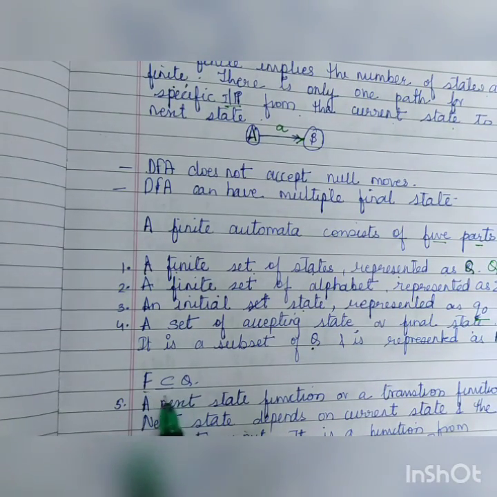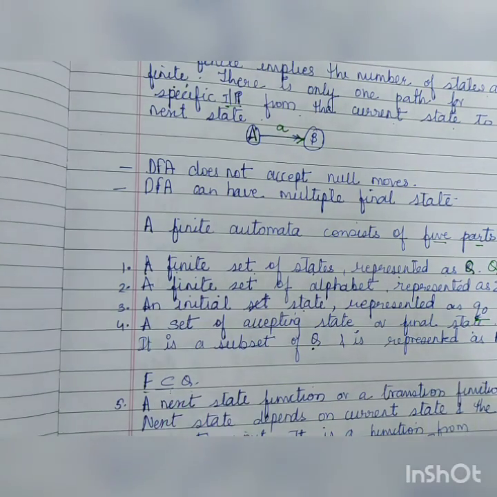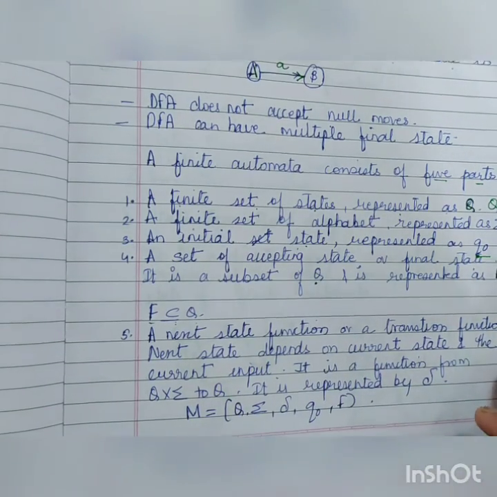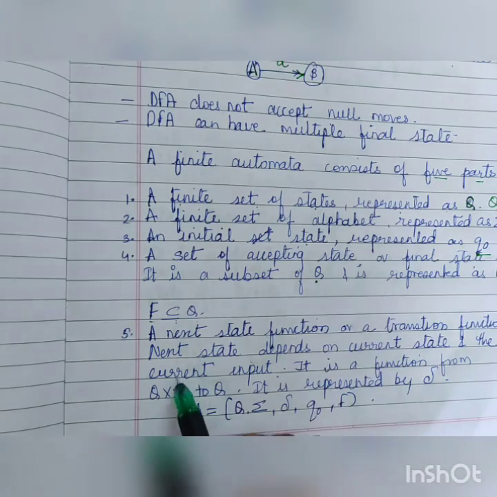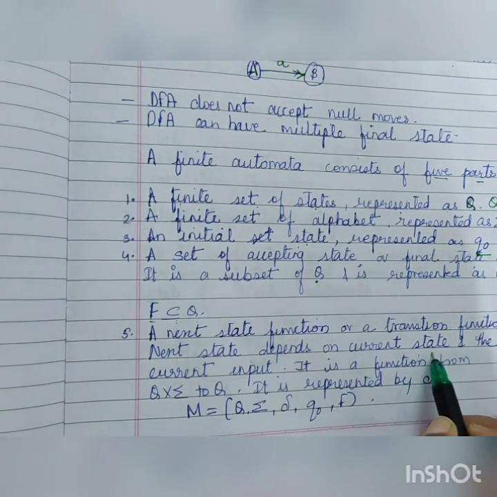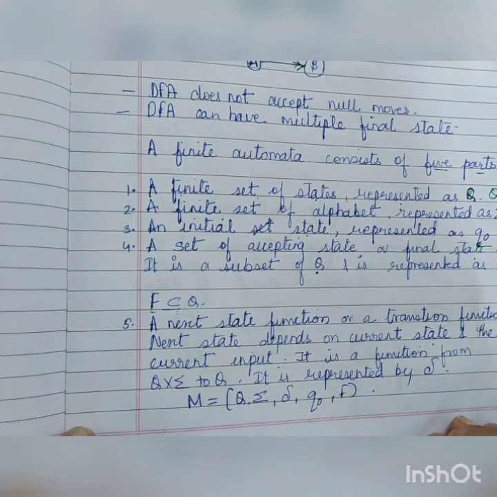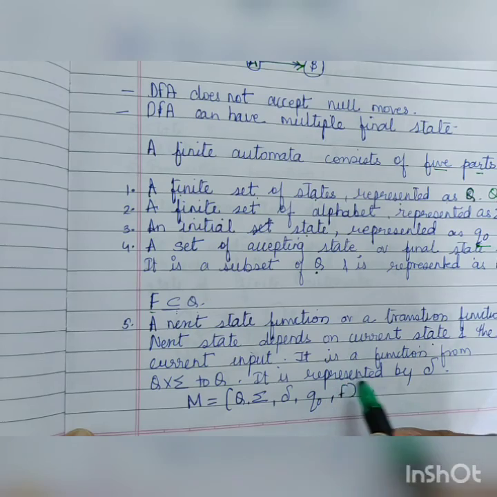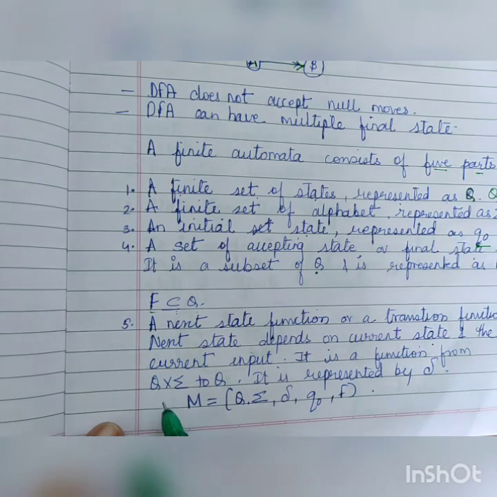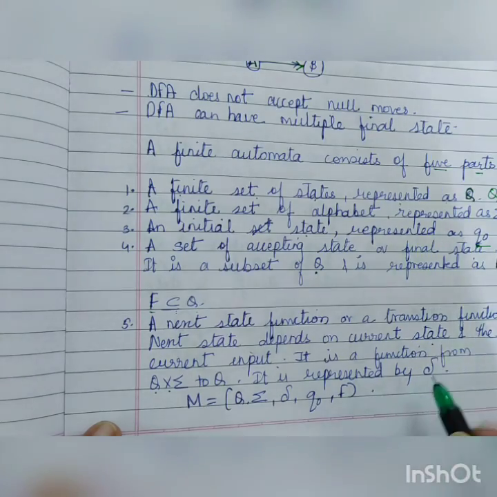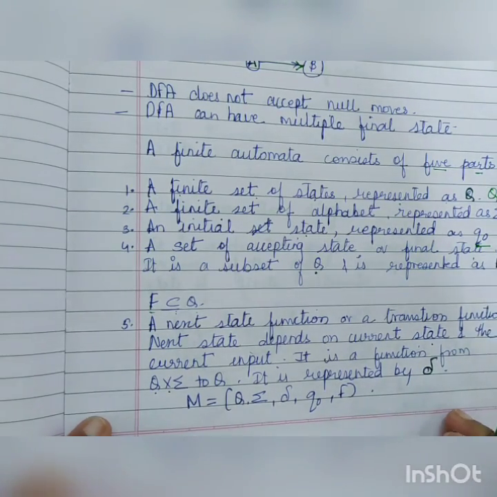So we write it as F, with the subset symbol, F is a subset of Q. The next state function is also called the transition function. The next state depends upon the current state and the current input applied over that state. So a transition function is a function from Q cross sigma, and it leads to the next state in Q. It is represented with a delta.